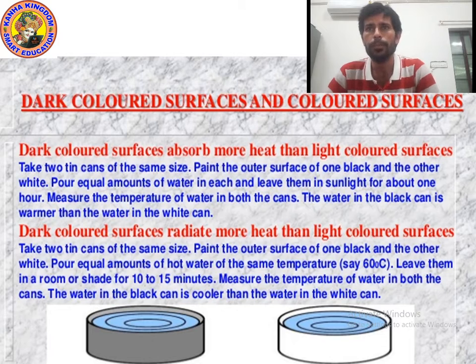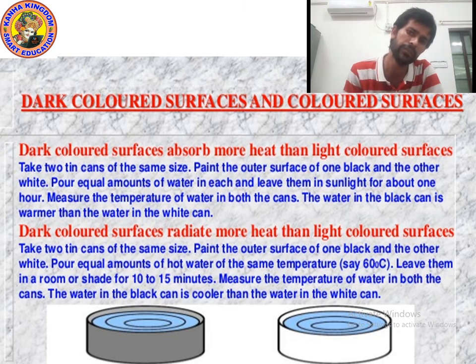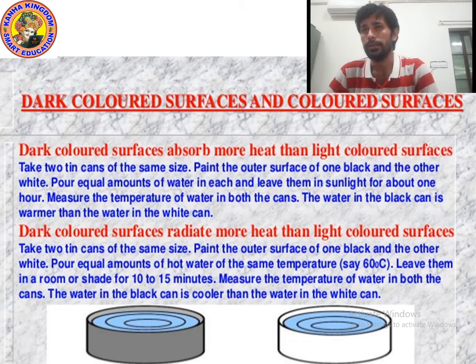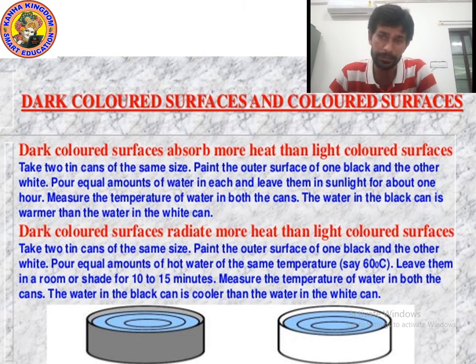Okay, now pour an equal amount of water in each and leave them in sunlight for about 1 hour. Then what will you do? You will pour some water in them, then you will put them in sunlight. Okay, then what will happen? You can measure the temperature of the water in both the cans, and the water in the black can is warmer than the water in the white can. Why? Because the black can is absorbing more heat. That's why the water in the black can has become warm, while the water in the white can is not as warm as in the black can.